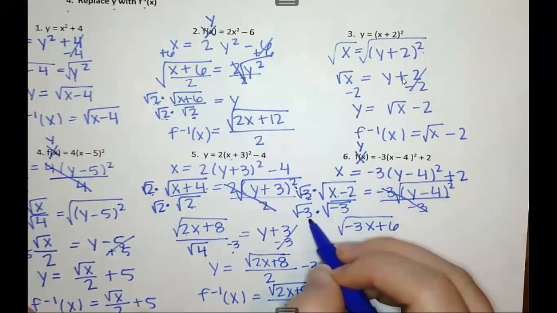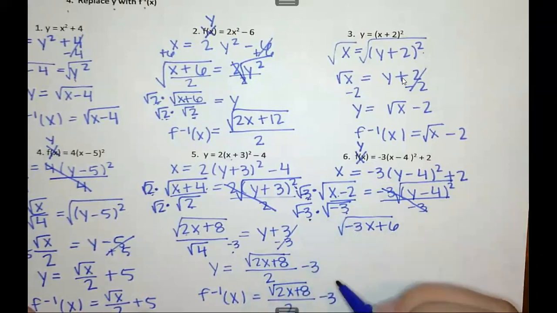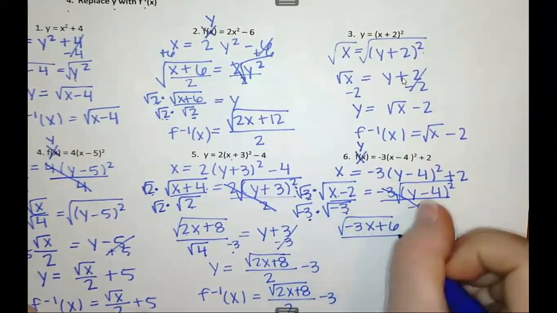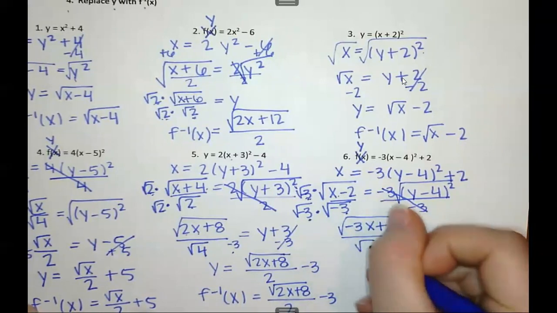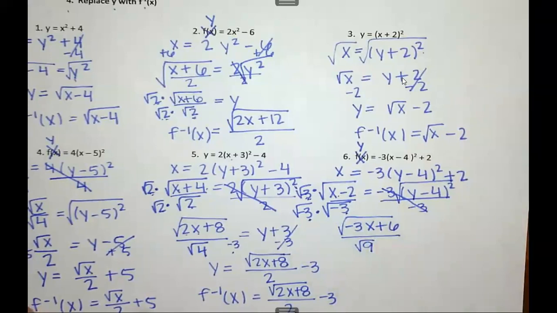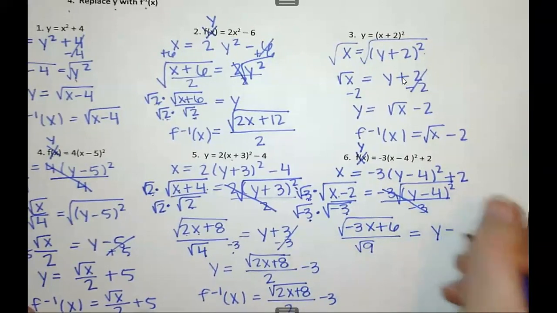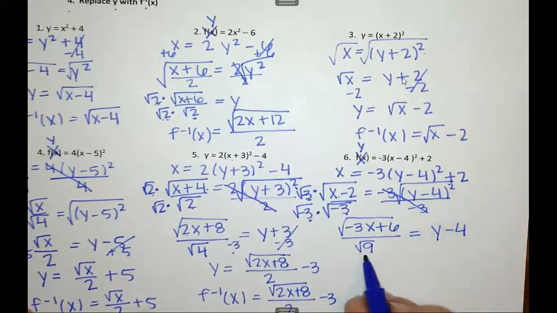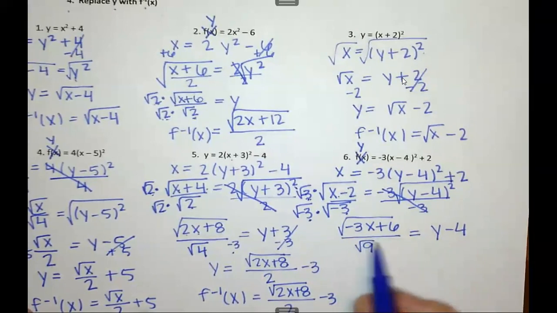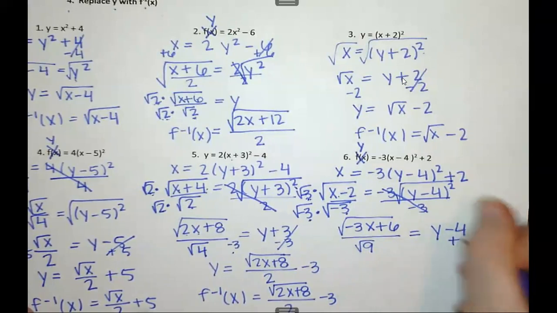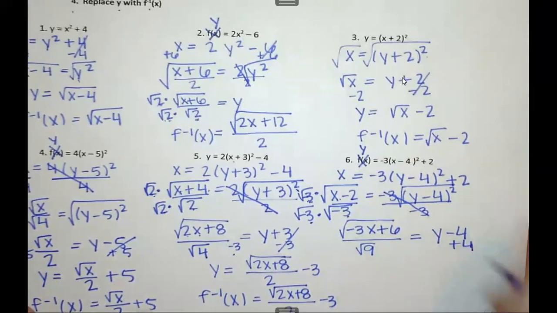Here I have the square root of negative 3 times the square root of negative 3. Multiplying the numbers, negative 3 times negative 3 is positive 9. All right. And now all that's left over here is y minus 4. This does become something where we can get rid of the square root, right? The square root of 9 is 3. So when I rewrite, I'm going to change this to a 3. Now I need to move this 4 over, get the y by itself.